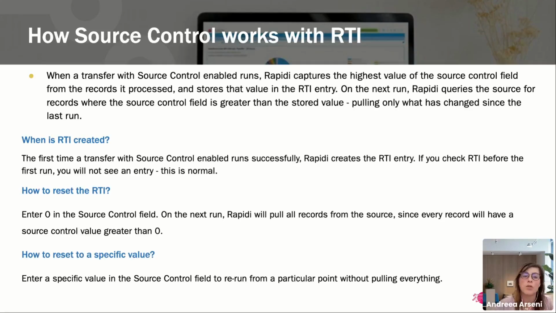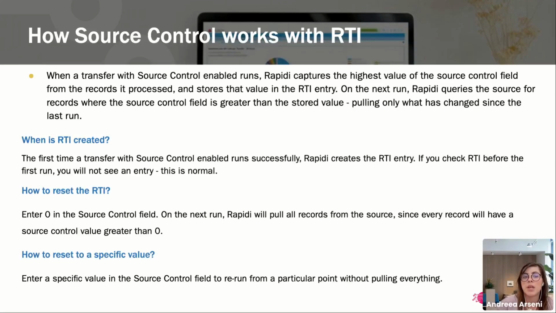For example, if you have your transfer running at 10 a.m., the transfer runs completely, everything is fine, and you have your RTI value. Then you have the transfer running again at 10:30. Rapidi will check, right? It will look back and see which is the highest value of the source control. Is there anything that has changed within that half an hour? If within that half an hour you got new records created, or let's say some of them updated, then Rapidi will update the RTI as well and move forward. So via this process, Rapidi will pull only what has changed since the last run.